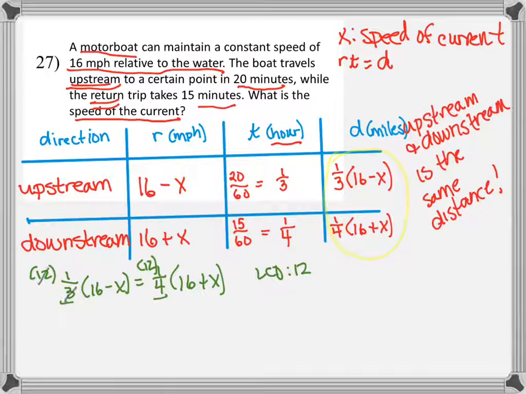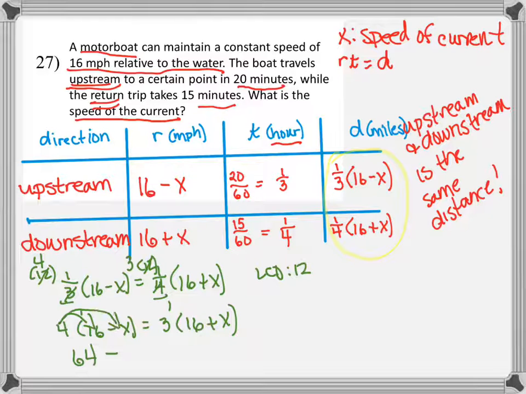When I do that on the left, 3's cancel, and I'm left with 4 times 16 minus x. And on the right side, 4's cancel, and I'm left with 3 times 16 plus x. Now I can distribute. 4 times 16 is 64. 4 times x is 4x. 3 times 16 is 48. 3 times x is 3x.